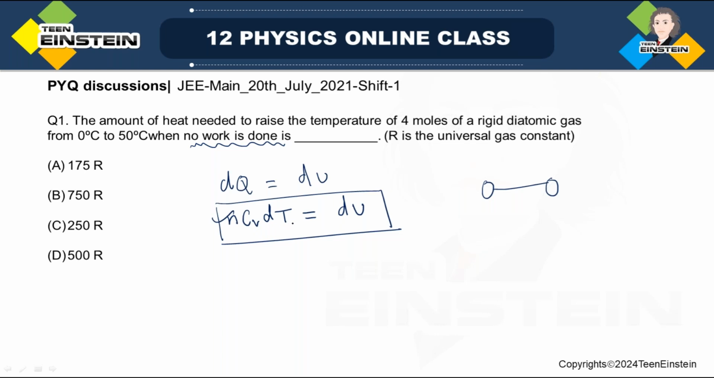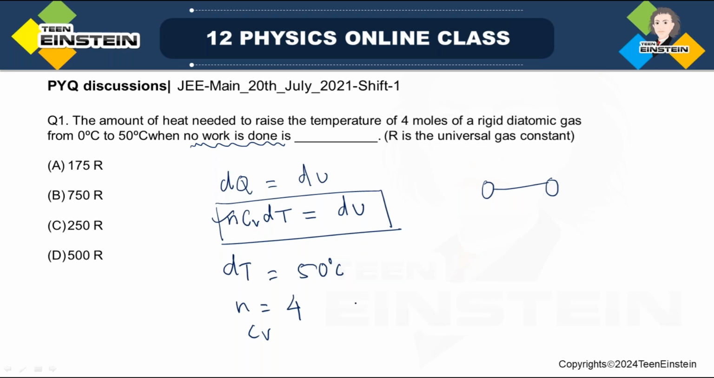So how do you get n cv dt? Dt anyway you can find out from here. So that will be 50 degree centigrade only. Okay, this is the dt, we have got that. Then what is n? Here n is given as 4 moles. Okay, 4 moles. n is equal to 4. Number of moles is 4. That is also given. What is cv?